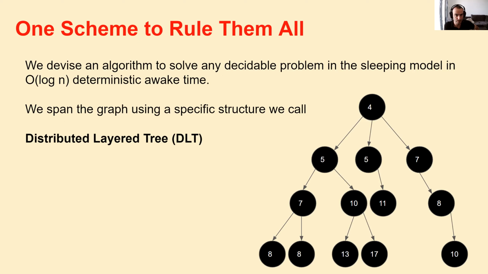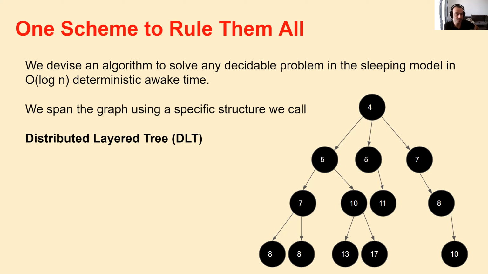In our scheme, we devise a certain structure with which we prove that we can solve any decidable problem in the sleeping model in constant time. This structure is called the distributed layer tree. Now, the algorithm we devise is actually constructing this structure, and we show that it takes O(log n) deterministic awake time, and not only that, we also prove that it cannot be improved.